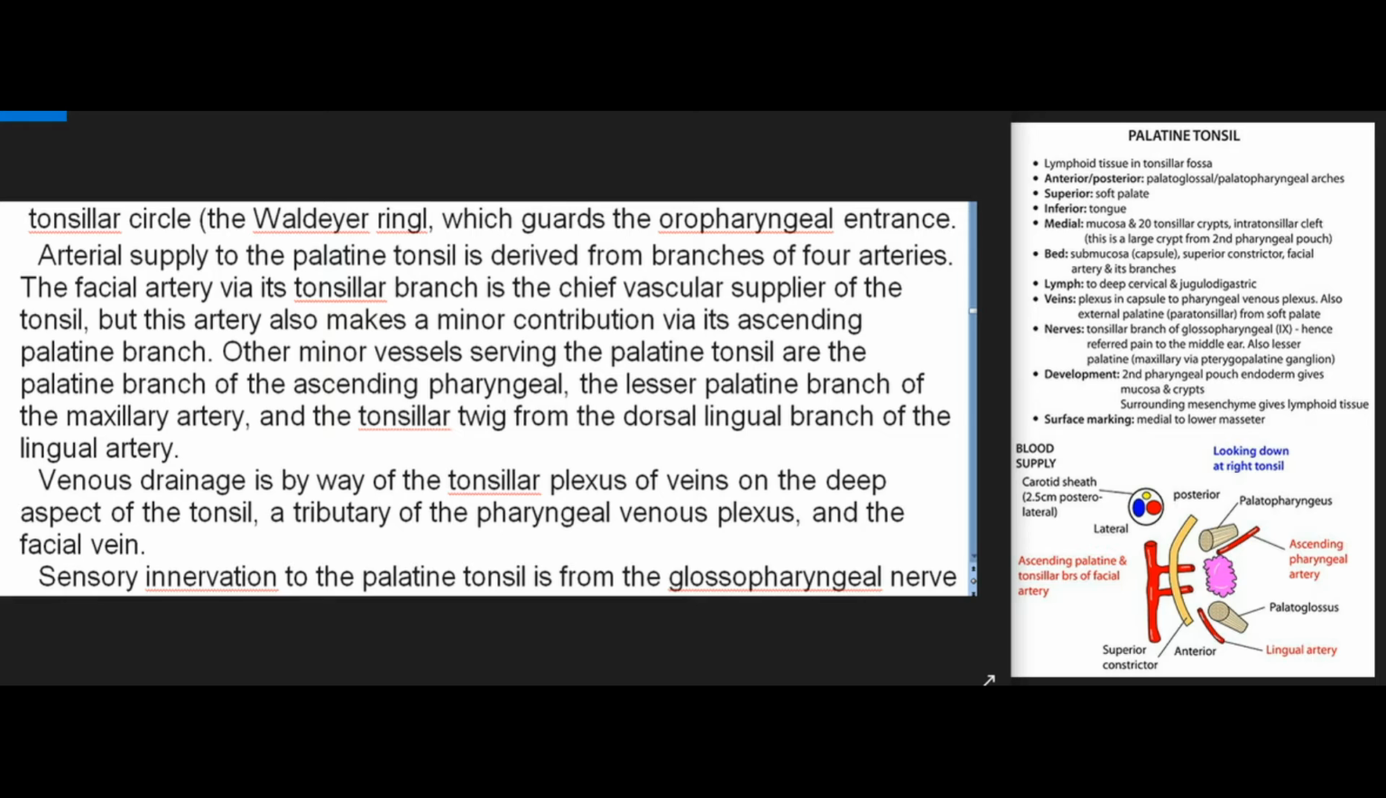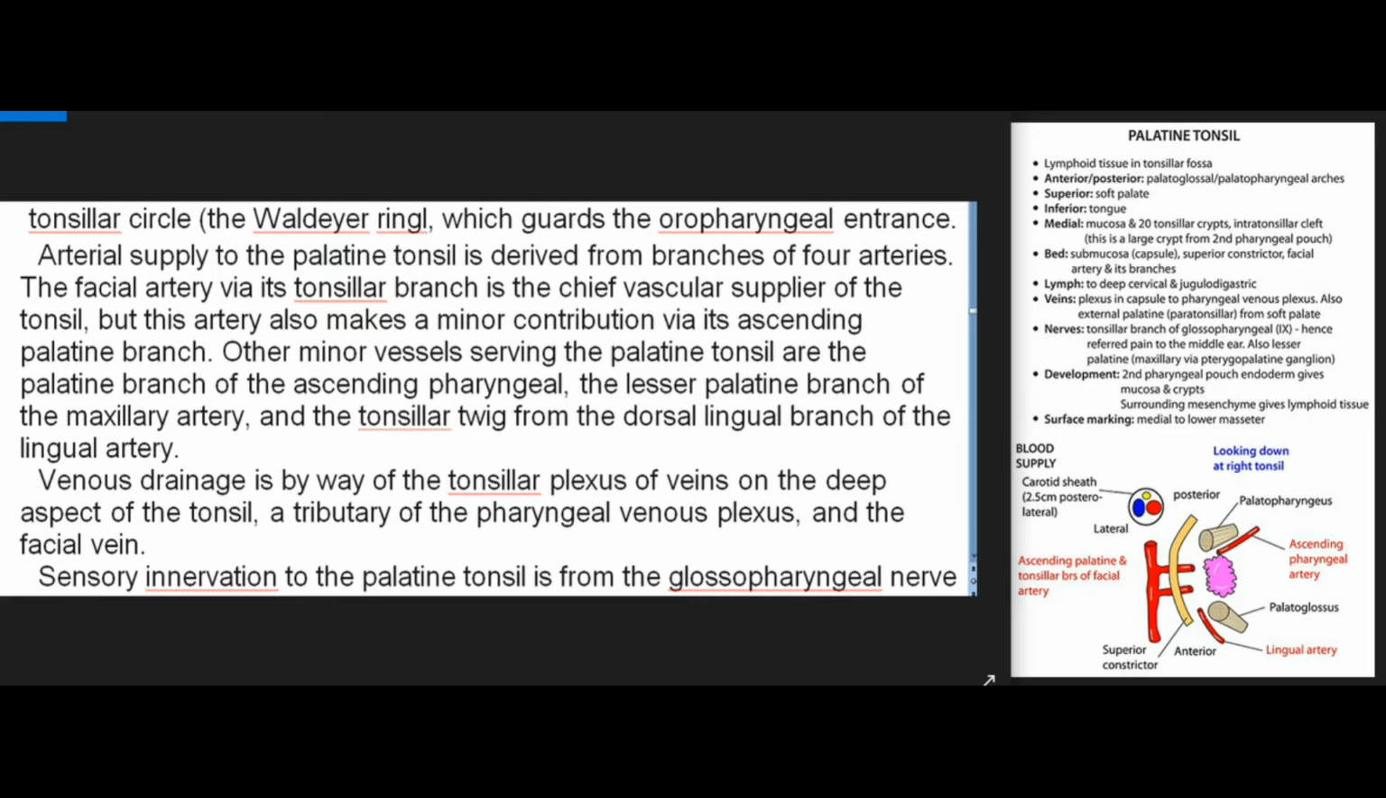Arterial supply to the palatine tonsil is derived from branches of 4 arteries. The facial artery via its tonsillar branch is the chief vascular supplier of the tonsil, but this artery also makes a minor contribution via its ascending palatine branch. Other minor vessels serving the palatine tonsil are the palatine branch of the ascending pharyngeal, the lesser palatine branch of the maxillary artery, and the tonsillar twig from the dorsal lingual branch of the lingual artery.